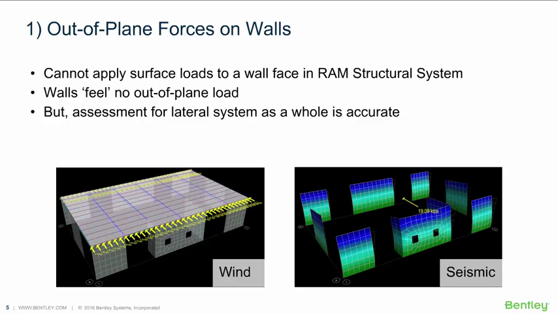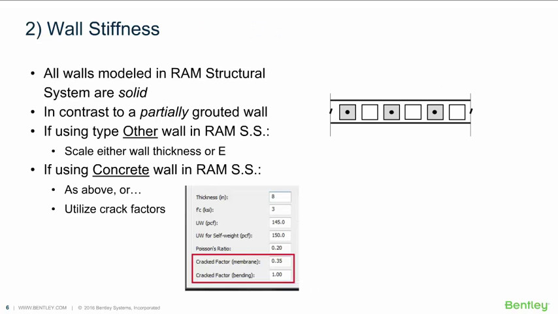Having said this, and this is a key point here, the overall assessment of the building for drift and distribution of lateral loads to the walls in the in-plane direction, those acting as frames, is accurate in RAM Structural System. It's just that we can't capture the loads applied along the vertical span of the wall. And this is part of the reason that we want to bring Elements into the workflow here.